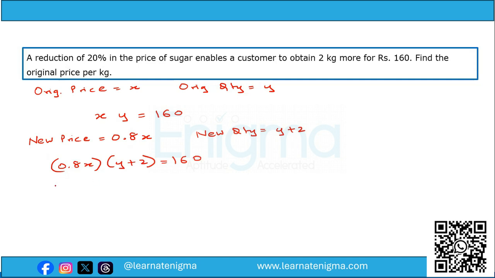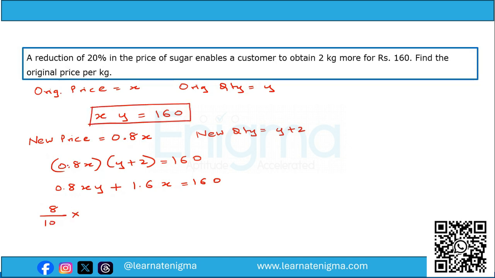So if we simplify this, it becomes 0.8xy plus 1.6x is equal to 160. Now 0.8xy, we can write as 8 by 10 times xy. Now xy is 160, so we'll substitute the value of xy as 160 over here, plus 1.6x is equal to 160.